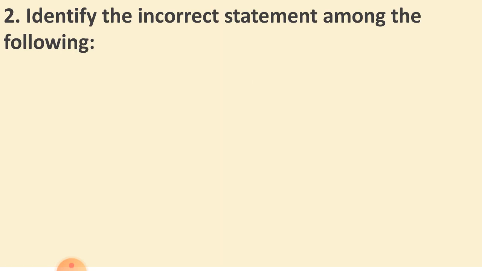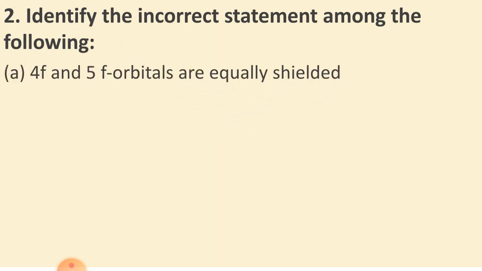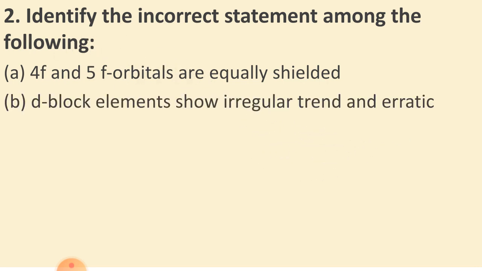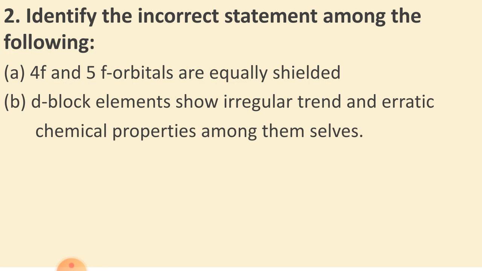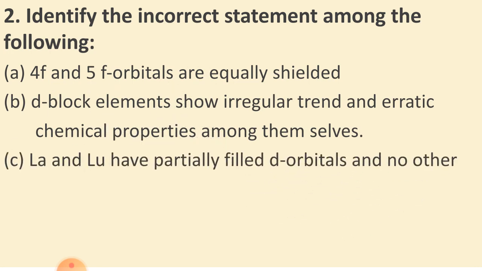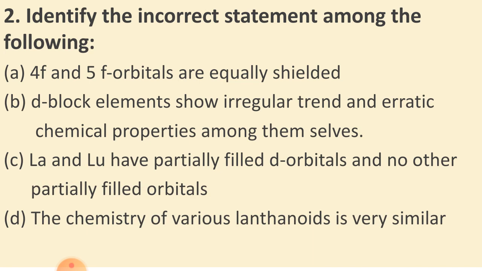Now the second question: identify the incorrect statement among the following. First, 4f and 5f orbitals are equally shielded. Second, the d-block elements show irregular trends and erratic chemical properties among themselves. Third, lanthanum and lutetium have partially filled d orbitals and no other partially filled orbitals. Fourth, the chemistry of various lanthanoids is very similar. Out of the four options, you have to select the correct choice.